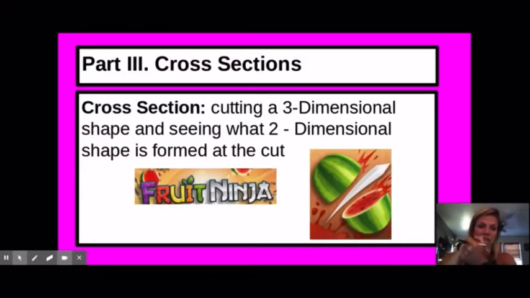Last part for today is what we call a cross-section. A cross-section is cutting a 3D shape and seeing what 2D shape is formed. So kind of the opposite of what we just did. We just took a 2D shape, we rotated it and made it into 3D. Now we're gonna take a 3D shape and say, okay, if I cut it in some way like Fruit Ninja, what shape am I left with, okay?